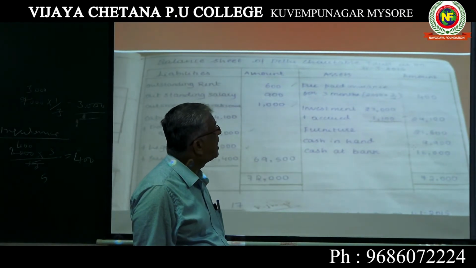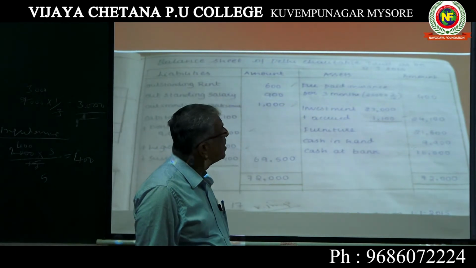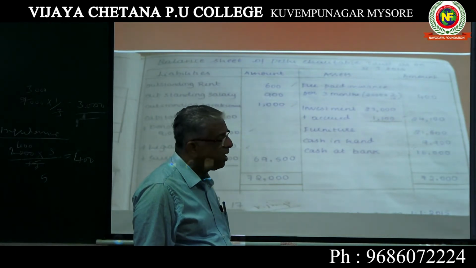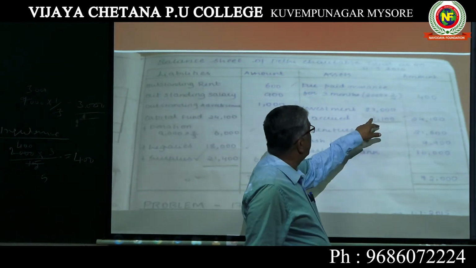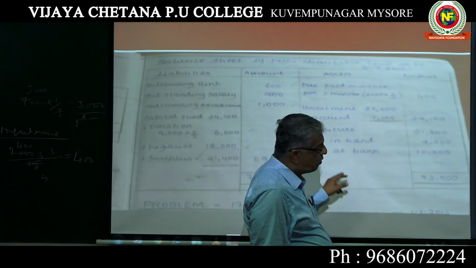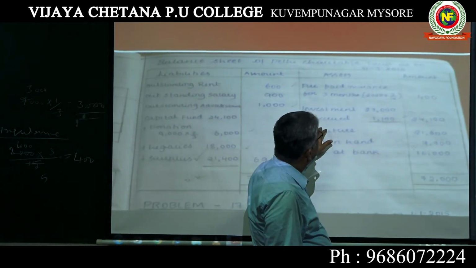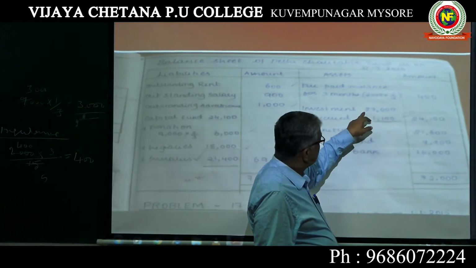That is interest earned but not received. So it is an income earned but not received. Therefore to this investment we have to add 1,100. So that 1,100 is an income for the current year. So therefore investment is 23,000.